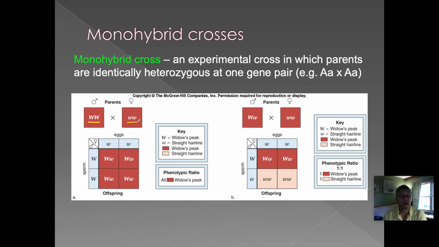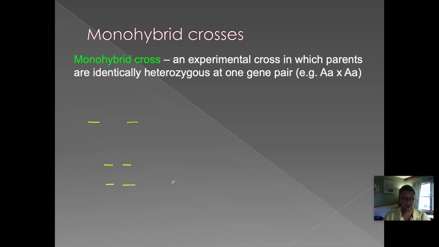Because the widow's peak is a dominant trait here, and dad has two alleles that are both dominant, all of the offspring are expected to contain that allele. And you can see that in this case, each potential child has the dominant allele and therefore has a widow's peak.